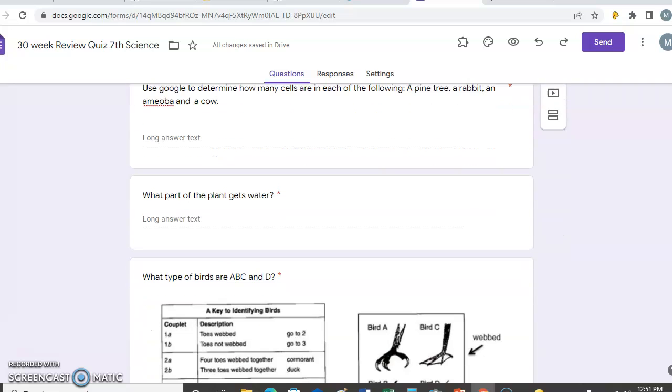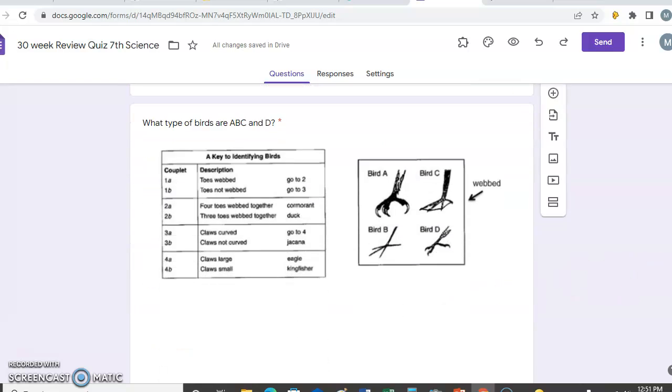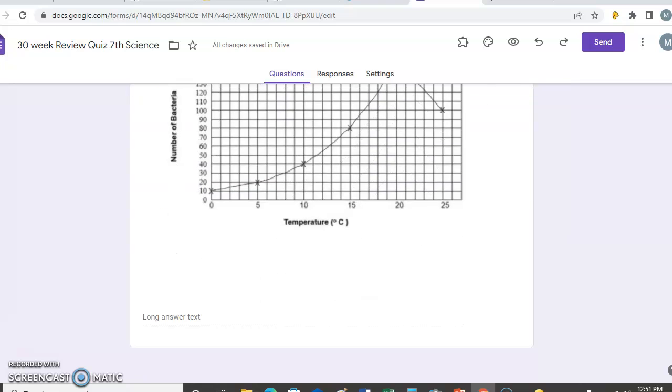So this is something you got to use Google for. Part of the plant that gets water is the roots, and then we're going to do these last two together as a group.